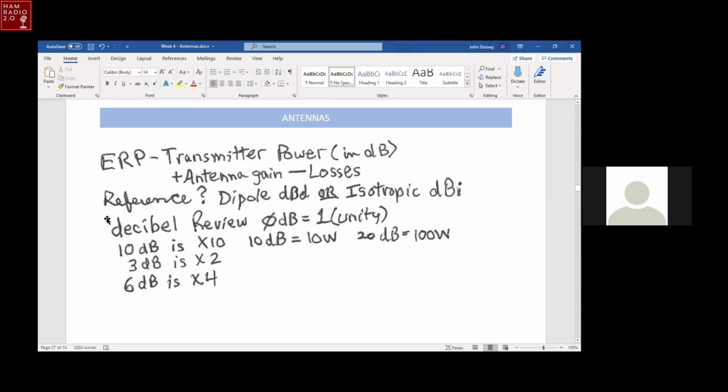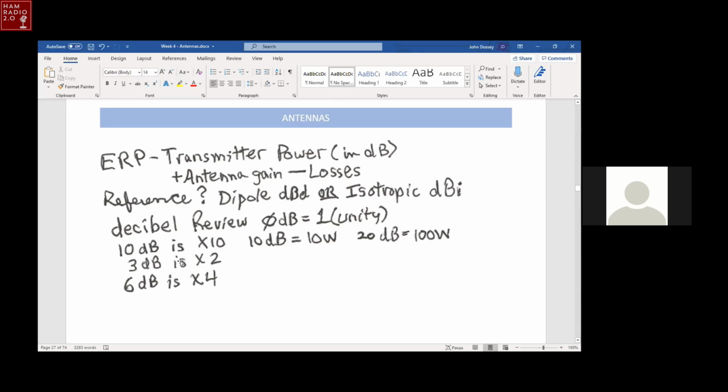Now let's review decibels for a minute. I'm sure everybody lives and dreams of decibels and logarithmic tables, right? Right. 0 dB is unity gain. Isotropic antenna has 0 dB gain. That's the reference. It's a unity gain equally in every direction. If you go 10 dB in power, that's a factor of 10. So 10 dB transmitter output is 10 watts. 20 dB transmitter output is 100 watts. So 30 dB transmitter output would be 1,000 watts, and on like that.